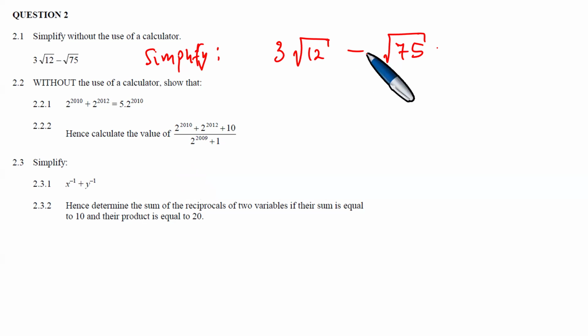Who knows? What is the answer here and what do we do here? How to simplify this one? How do you simplify it?